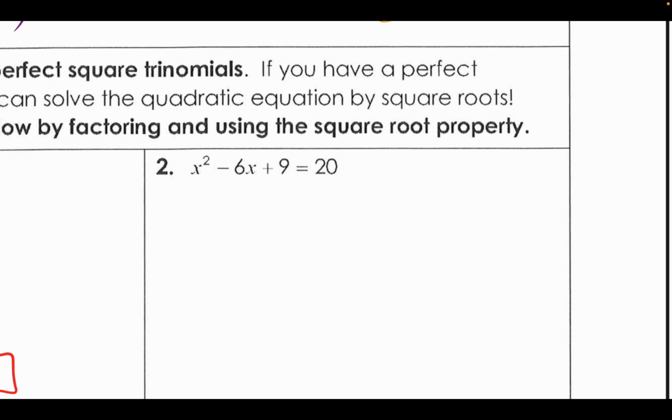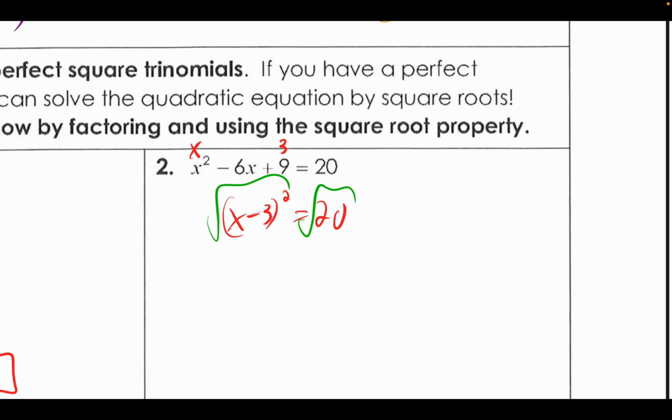Number 2, we'll practice the same thing here, where this is also a perfect square trinomial. X times x is x squared, 3 times 3 is 9, and in the middle, if we do 3 times x and double it, we get 6x. It just happens to be negative, so we do (x minus 3) quantity squared equals 20.